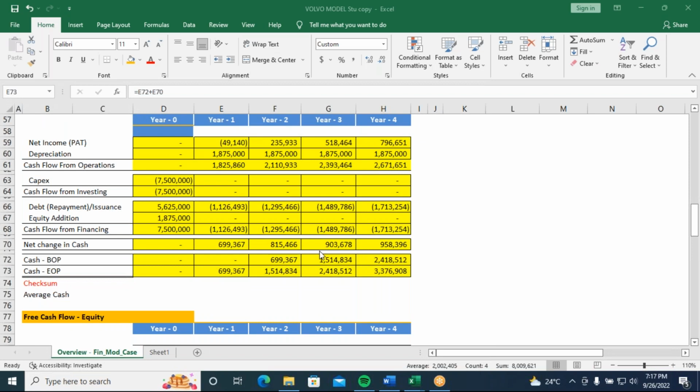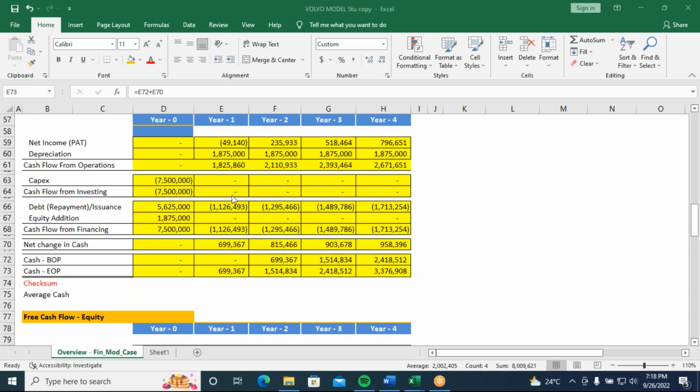Girls, understood till here? Any doubts? Girls? Can you explain equity addition?